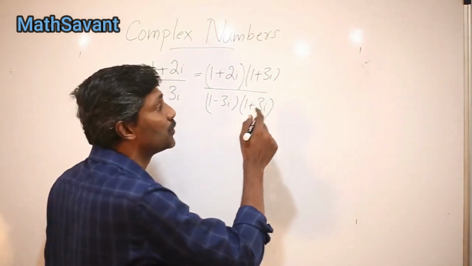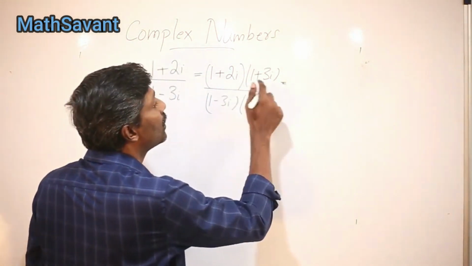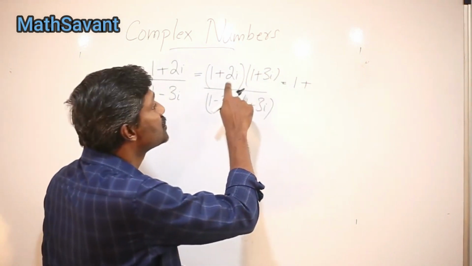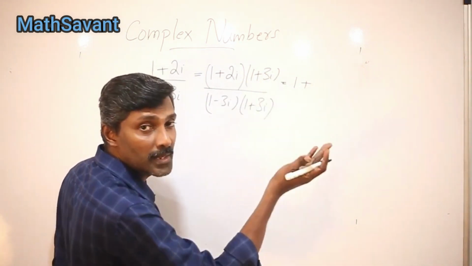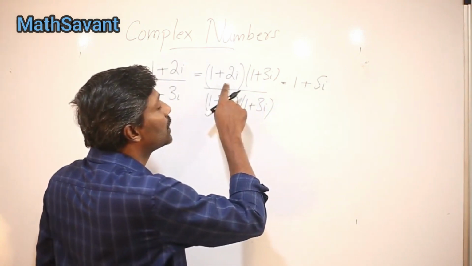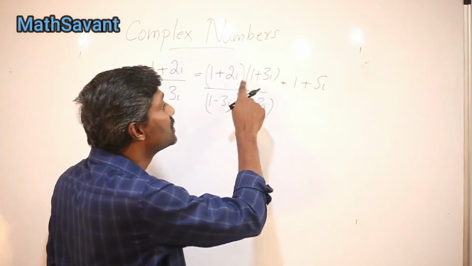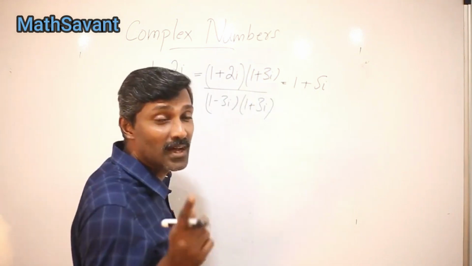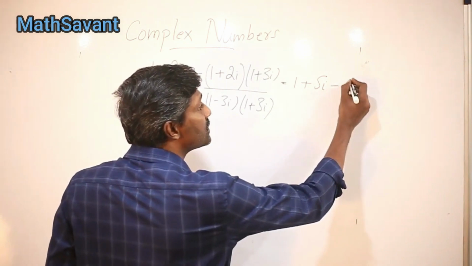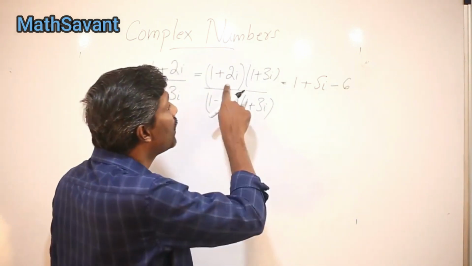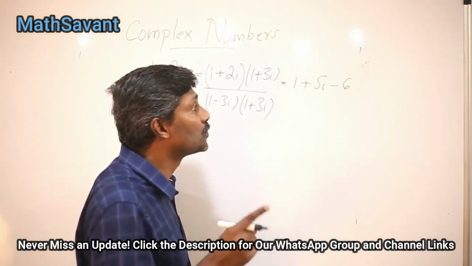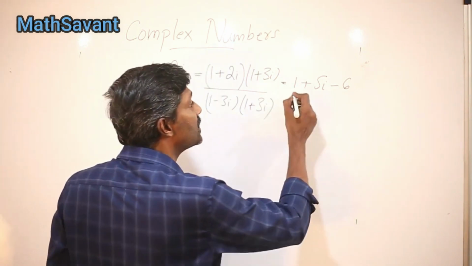Now we multiply the numerator. So 1 into 1 we get 1. 1 into 3i is 3i. Plus 2i into 1 is 2i. So 3i plus 2i we get 5i. And then we do the multiplication of 2i and 3i. 2i into 3i is 6i squared, and i squared is minus 1. So we write it as minus 6. Clear? 2i into 3i is 6i squared, but i squared is minus 1. So 6 into minus 1 is minus 6.